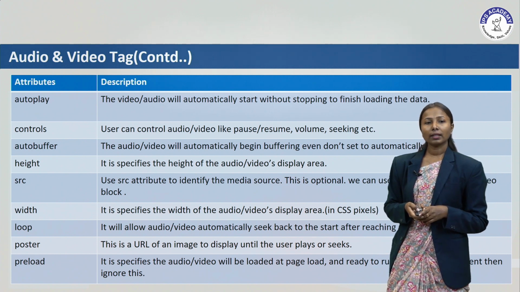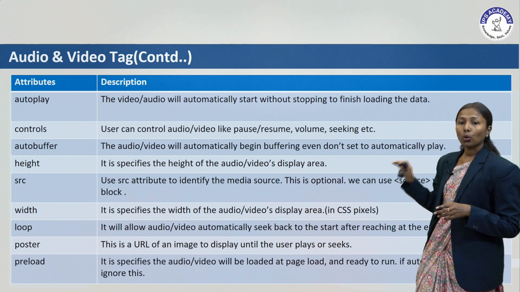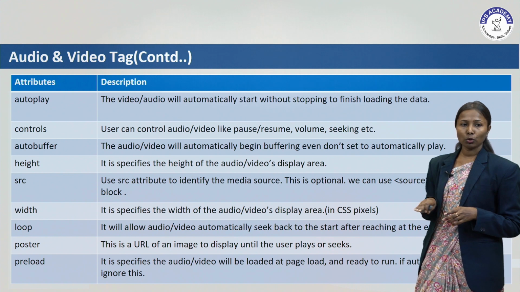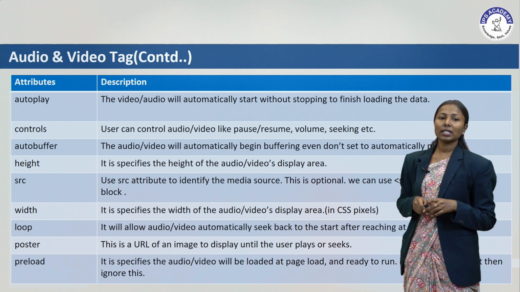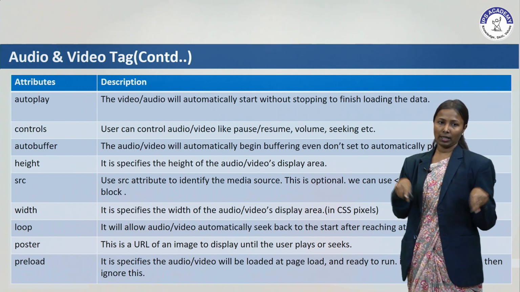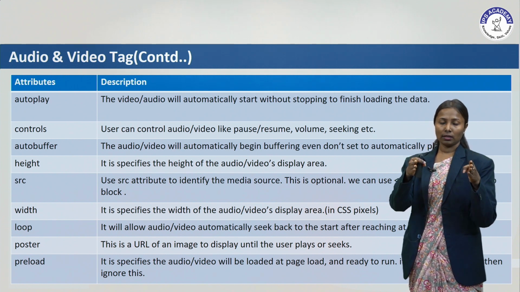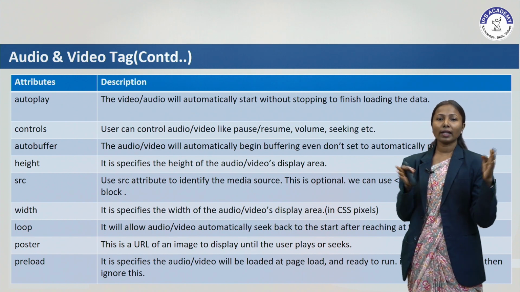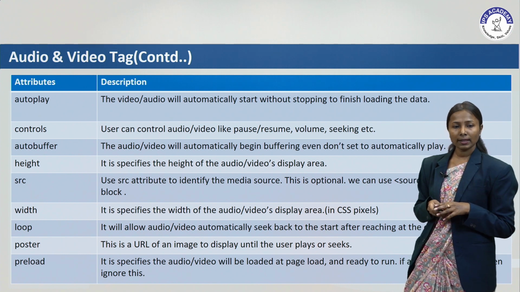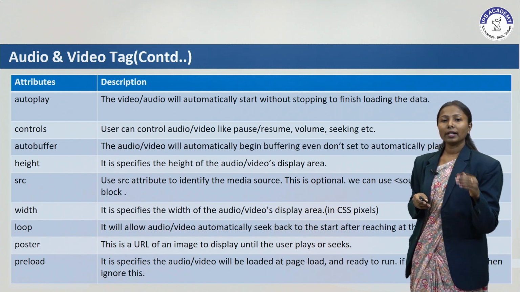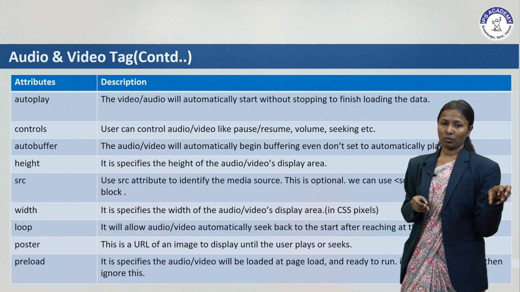Okay, another attribute is autobuffer. So the audio or video will automatically be buffered, even if it is not set to automatically play, then you have to use the autobuffer option. After that another attribute is height. So it specifies the height of the audio and video display area. Okay, meaning if you want to create one audio, it will appear on your screen. So if you want to specify the height or width of your display area, then you have to use the height attribute. After that SRC attribute, so use the SRC attribute to identify the media source. Media source means from where your media is stored in your system. Okay, and this is optional.